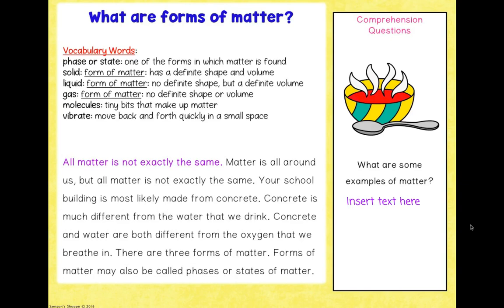What are forms of matter? Vocabulary words. Phase or state: one of the forms in which matter is found. Solid: form of matter. Has a definite shape and volume. Liquid: form of matter. No definite shape, but a definite volume. Gas: form of matter. No definite shape or volume.